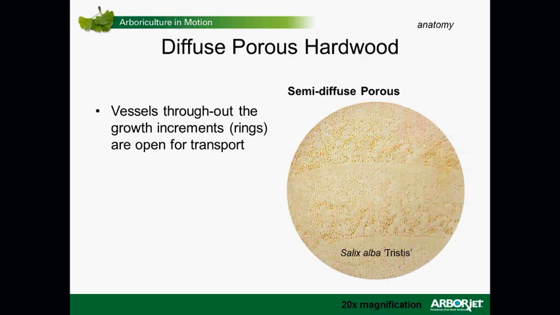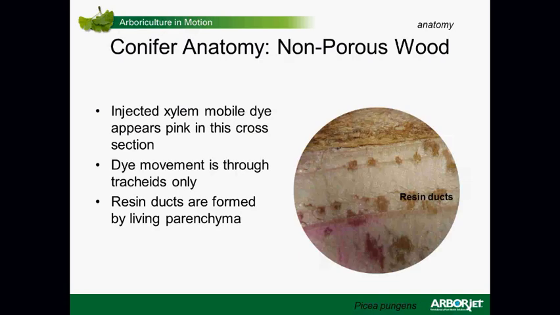This happens to be a semi-diffuse tree, weeping willow, and you can see this idea of diffuse porous hardwood. The larger vessels are interspersed throughout the growing increment, so you can still count rings. They're not as distinct, and it depends if you're a lumper or a splitter whether you call it diffuse porous, semi-diffuse porous, semi-ring porous, and so on. You'll see that all through the literature. All these cross-sections were done at 20x.